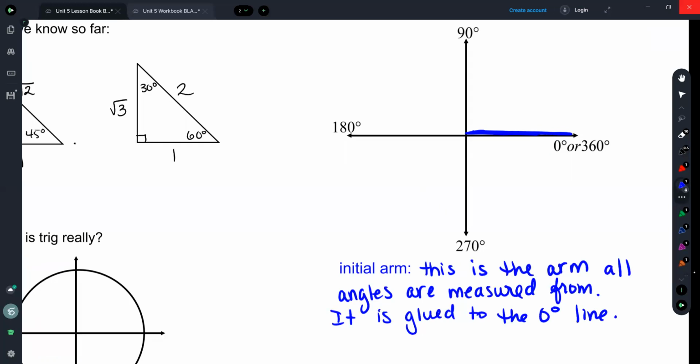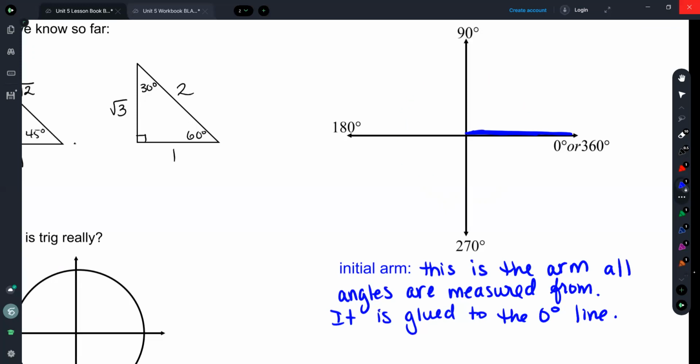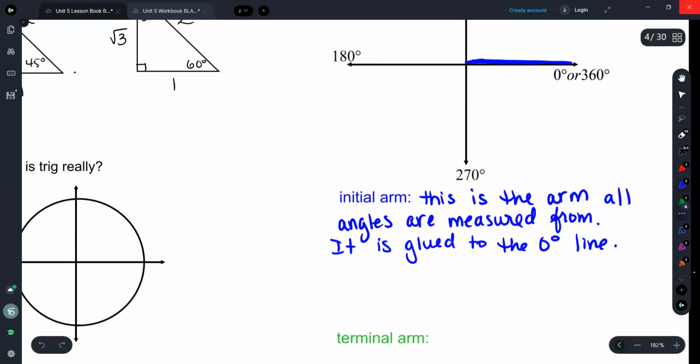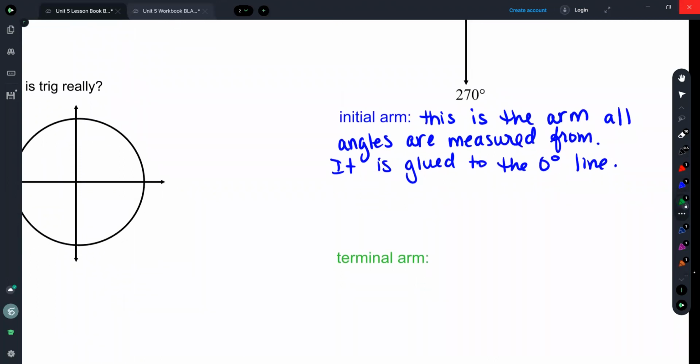And typically we would measure counterclockwise as we go around. So we're measuring in this direction. We can do clockwise, and we'll talk about that. But for now, we're going to focus on going counterclockwise to measure our angles. Terminal arm. The terminal arm is the arm that rotates to measure the angle. So this will rotate counterclockwise, as I said.